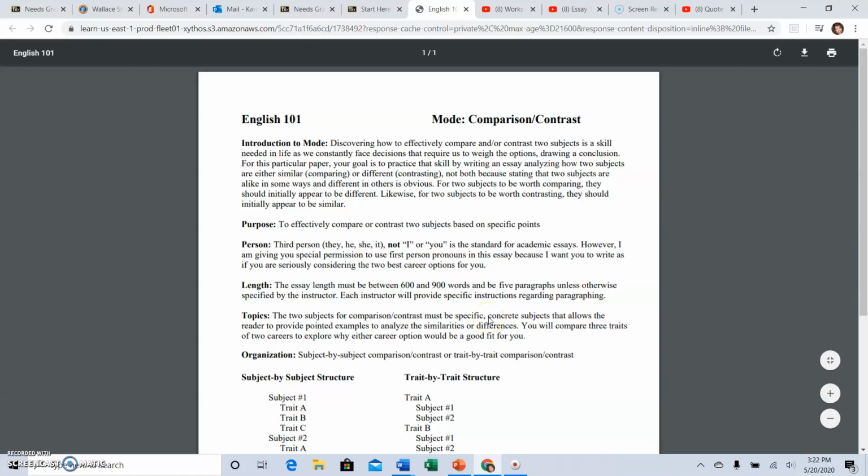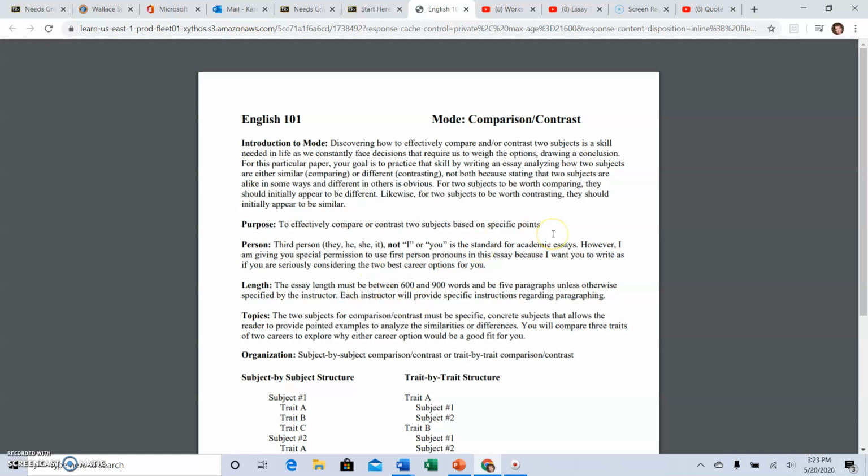The mode sheet for each essay just explains the expectations for the English department for each essay. We all go by the same basic mode sheets with a few revisions here and there depending on the purpose of each essay as the instructor decides is necessary or useful for students.